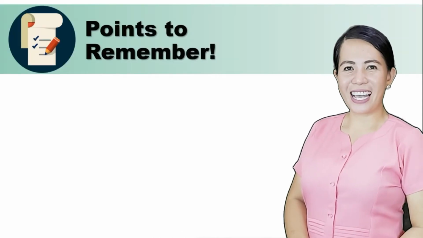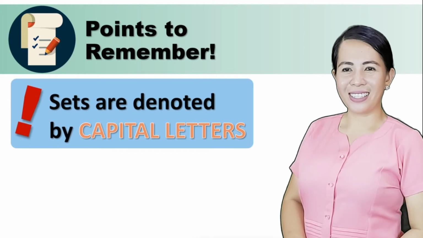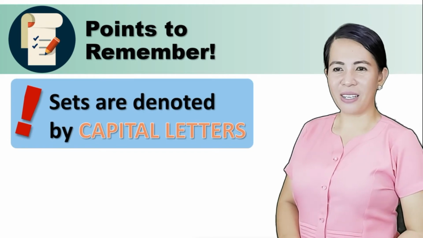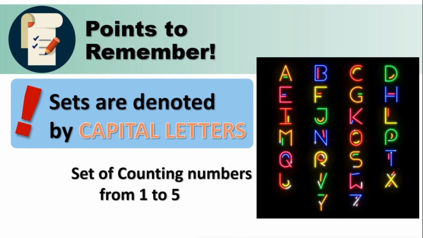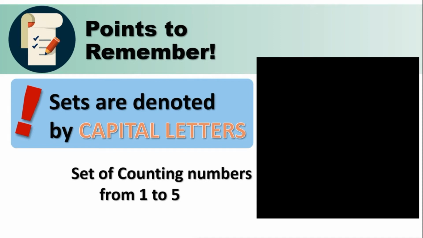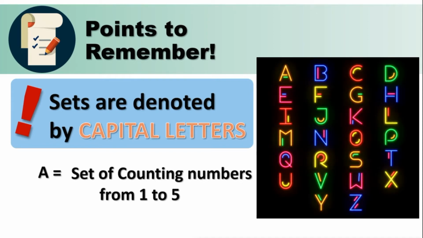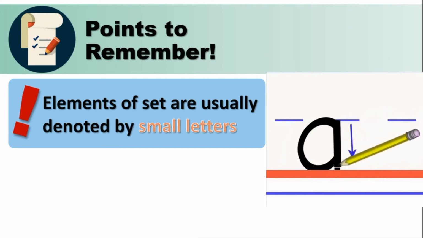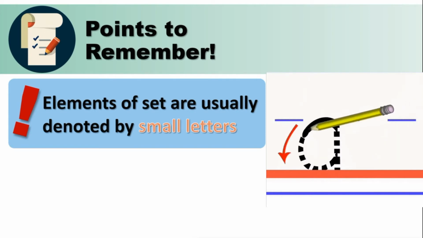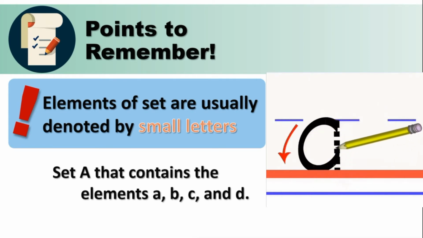Let's take note of the important points about set. Number one, sets are denoted by capital letters. For example, set of counting numbers from 1 to 5 is denoted by capital letter A. Number 2, elements of a set are usually denoted by small letters. For example, set A that contains the elements a, b, c, and d.